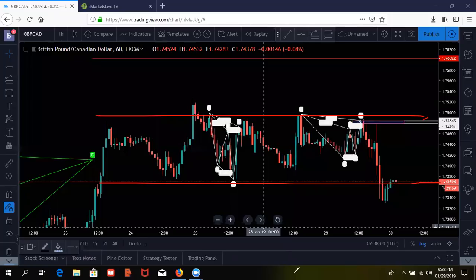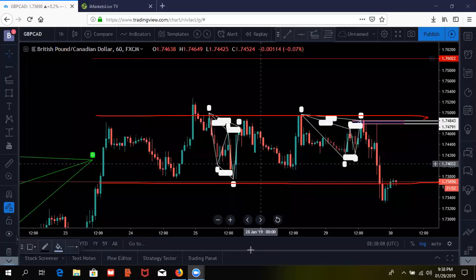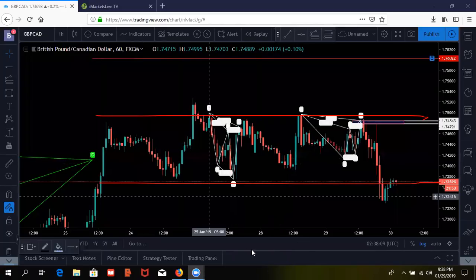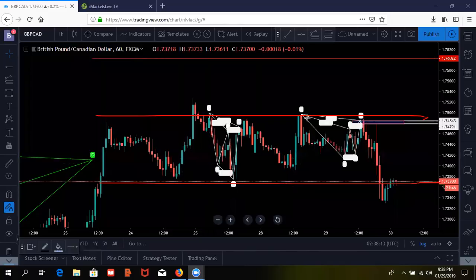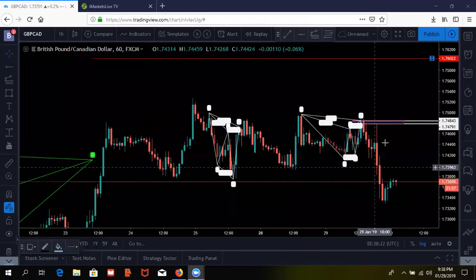So if you guys did take GBPCAD with me last week and you held on to it, then you should definitely be in profit. And like I said, I'm expecting this thing to continue to drop. Hopefully it doesn't start playing around and yanking us and stuff.